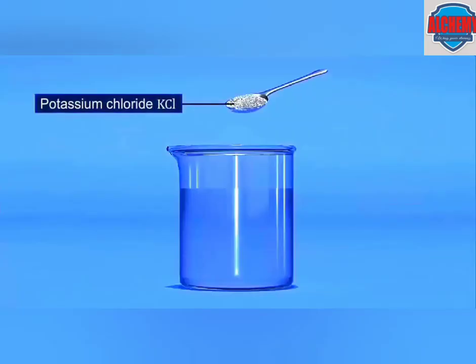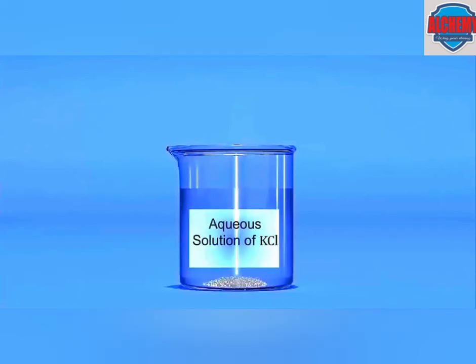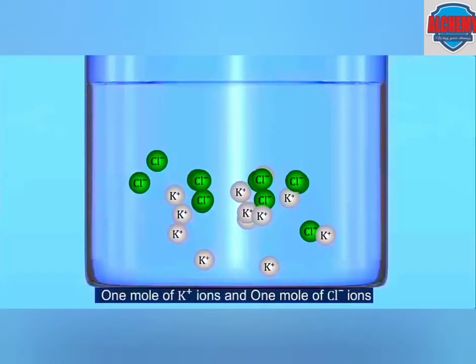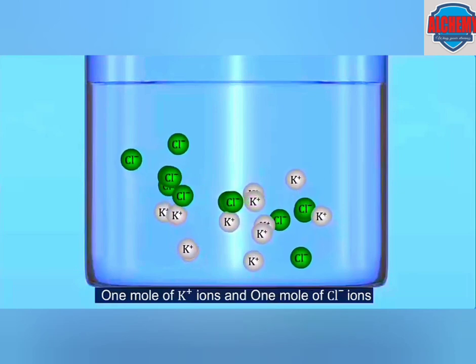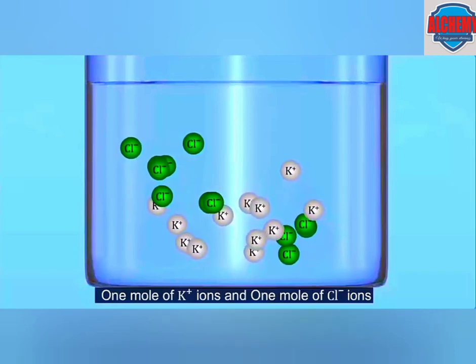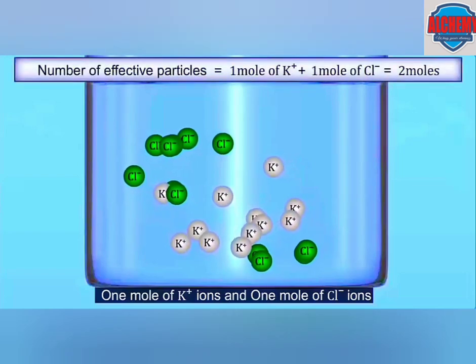For example, when 1 mole of potassium chloride is dissolved in water, it will dissociate to form 1 mole of potassium ion and 1 mole of chloride ion. That is, the number of moles of solute doubled when potassium chloride is dissolved in water. Thereby, the effective number of solute particles in the solution increased.